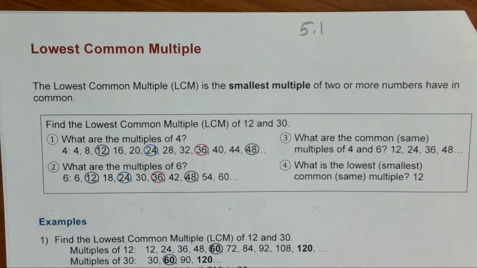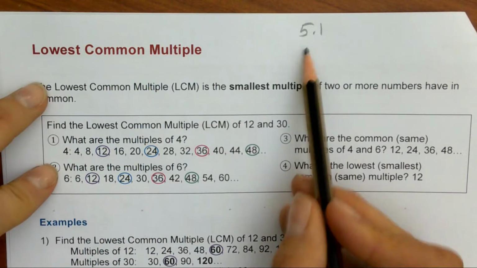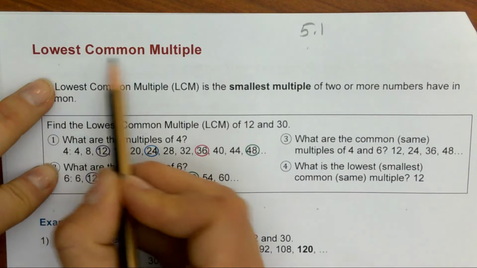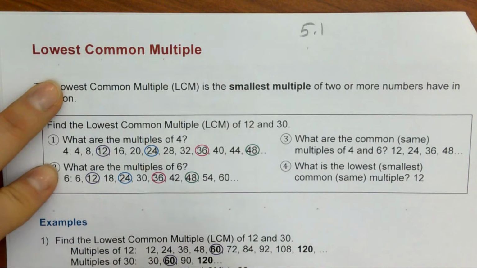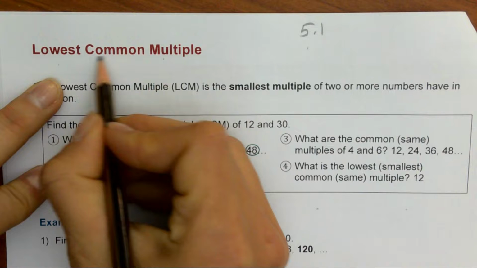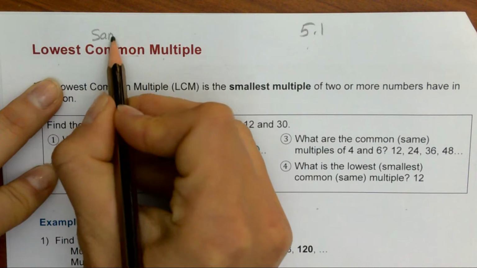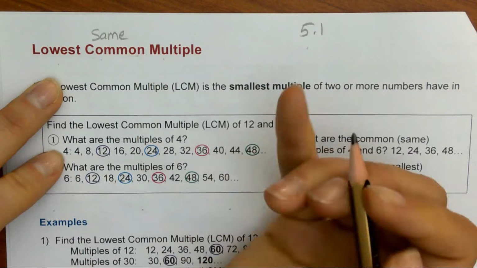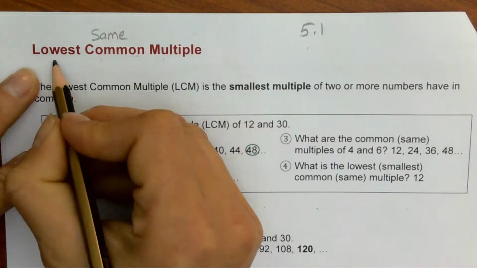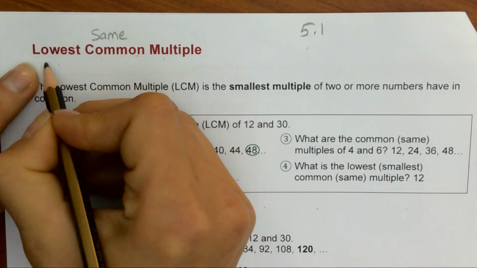Okay, so we're still doing 5.1 and we're doing lowest common multiple. So let's start with some vocabulary. Common just means same. What do they have in common? What's the same between them? Lowest means small or big? Small.